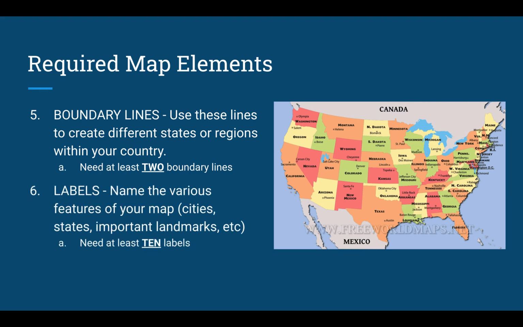And then you need labels. Make sure you're naming the important features of your map. Cities, states, important landmarks. Maybe you name a lake or you name an ocean or you name a mountain range. You need at least 10 labels on your map. Make sure you are keeping up closely with those numbers so you have everything you need on your maps.